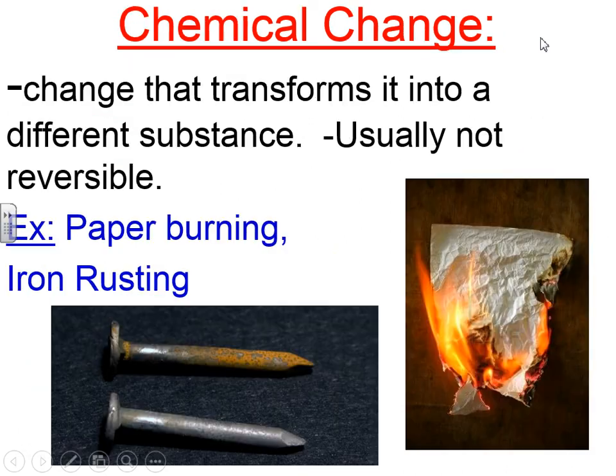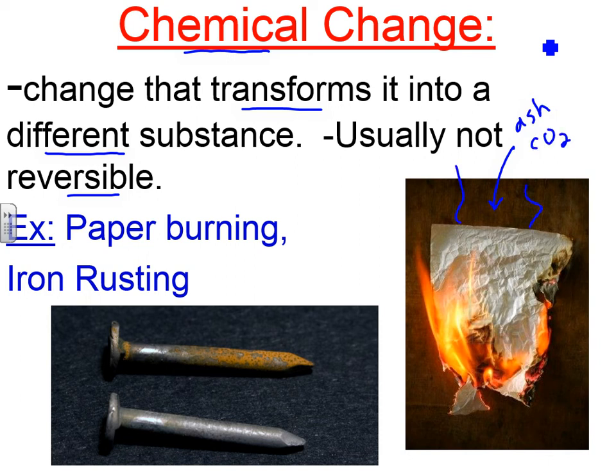Now, on the other hand, a chemical change is a change that transforms it into a different substance. So here we are making it into a different substance. And usually you can't reverse this. You can't put this back to how it was. An example is a piece of paper burning. So here, as you burn a piece of paper, you're actually changing the paper into something new, something different. Usually what you change it into is ash, and then there's actually a bunch of water and CO2 that comes off the burning paper. So these 3 things are new. They're new substances, so you have undergone a chemical change.